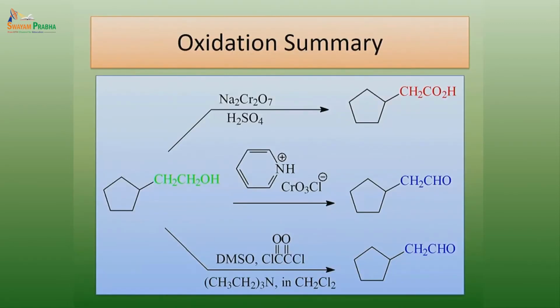If we look at the oxidation summary, the same starting material, the substituted primary alcohol, can be oxidized to a carboxylic acid with the help of a stronger oxidizing agent, that is sodium dichromate, or to an aldehyde with the help of a mild agent, PCC, or again to the same aldehyde with the help of Swern oxidation, that is oxalyl chloride. So the same starting material, the primary alcohol, can be converted to either carboxylic acid or aldehyde using different reagents.